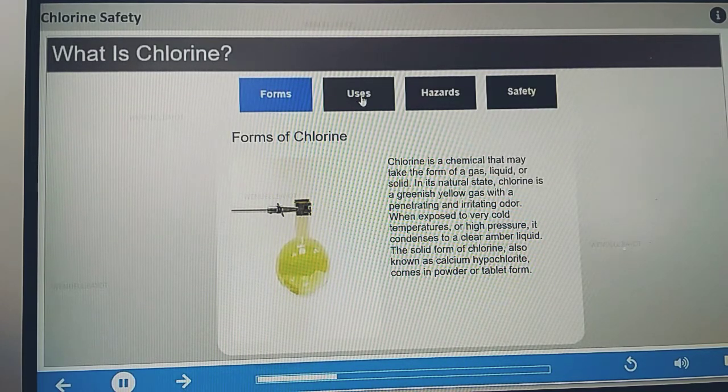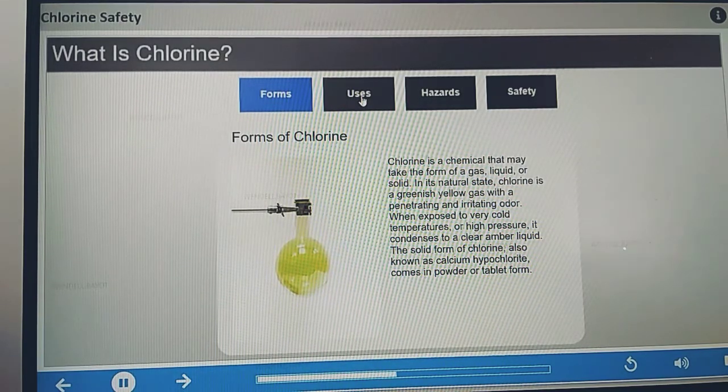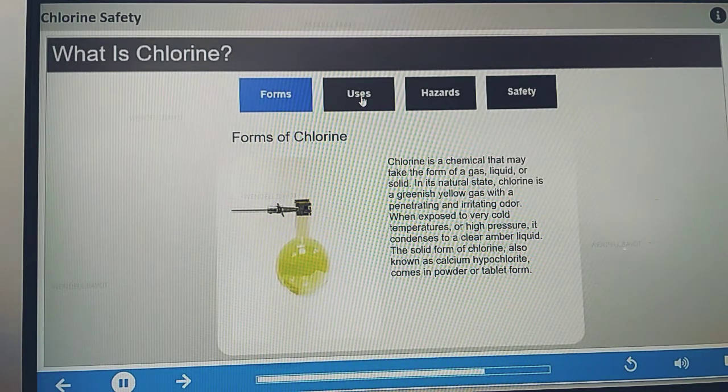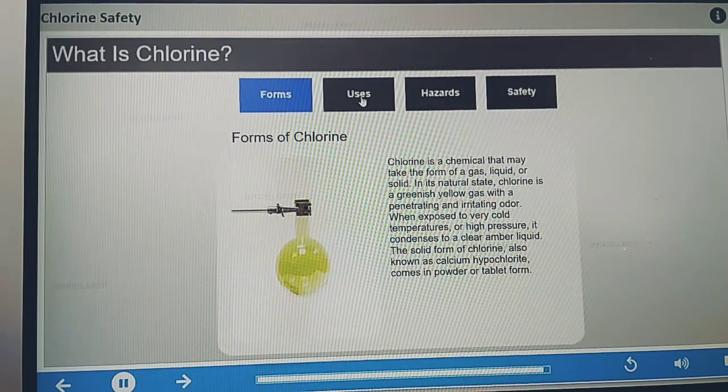In its natural state, chlorine is a greenish-yellow gas with a penetrating and irritating odor. When exposed to very cold temperatures or high pressure, it condenses to a clear amber liquid. The solid form of chlorine, also known as calcium hypochlorite, comes in powder or tablet form.